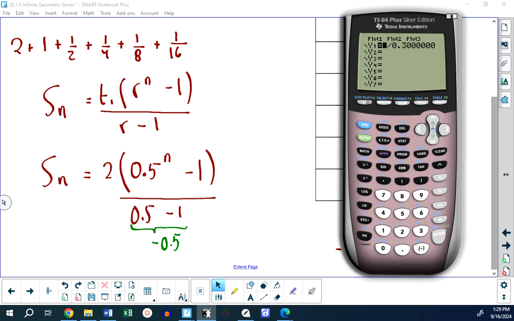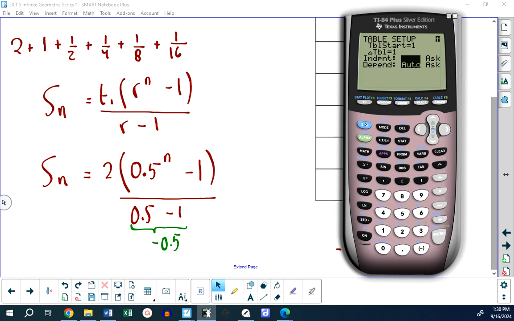again, we're going to go to y1. I've got some stuff there. Clear it out if you do. 2, and then in brackets, which means multiply, by 0.5 raised to the x, minus 1, end bracket, divided by negative 0.5. So what I have entered is something where n is x, and then if I direct my table to start with x being 4 and going up by 1, I got my table generated. I'm actually going to go to my table setup and start at 1 and go up by 1 to demonstrate to you that this works for all the sums.